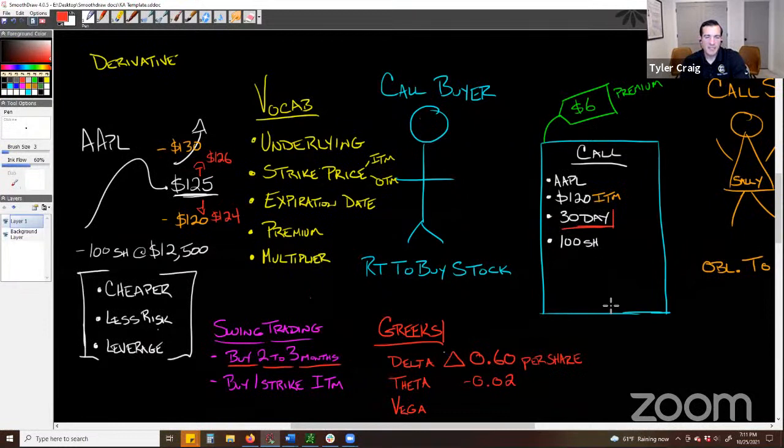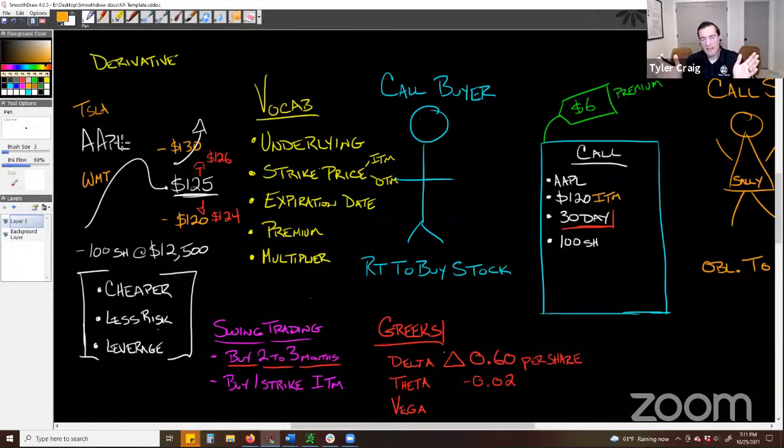Don't you think it kind of depends on how much Apple can move over the next 30 days? Like, isn't there a difference between if we were pricing an option on Walmart versus if we were pricing an option on Tesla? Would you guys agree with me? Walmart doesn't move that much. It's a consumer staple company, fairly stable business model, fairly predictable and consistent. And Tesla's crazy, right? It's a very volatile stock, both up and down. So the range of outcomes for where Walmart can be in the next 30 days versus where Tesla could be over the next 30 days, night and day.